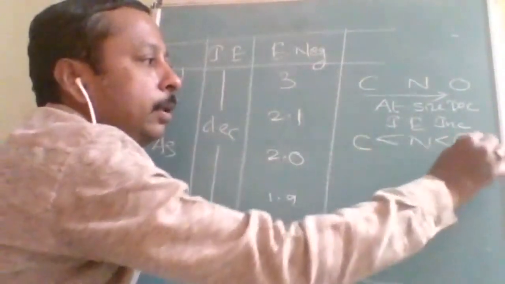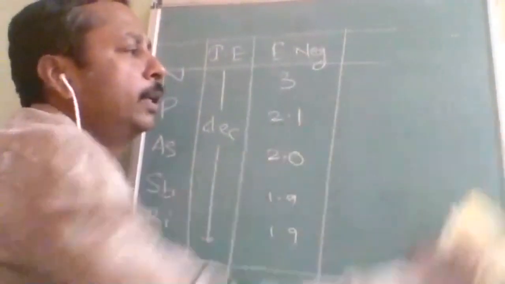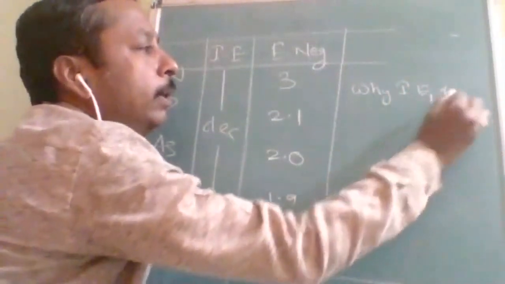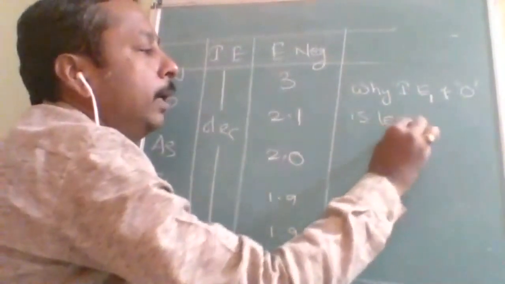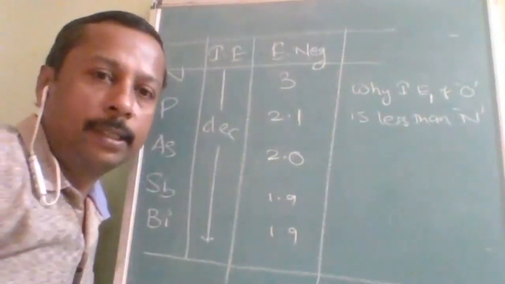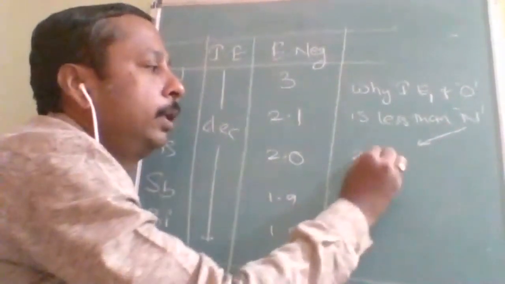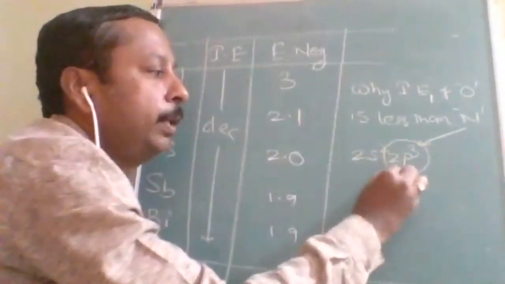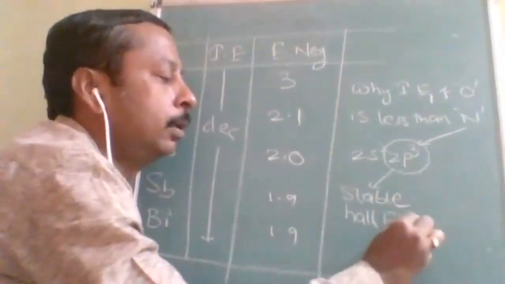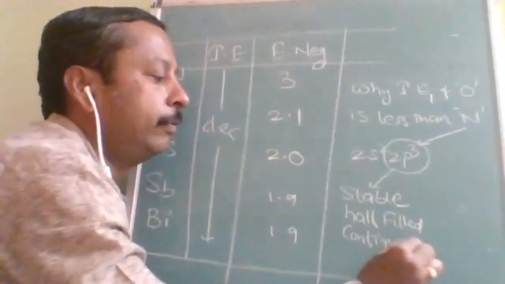But there is a change. Oxygen will not be here; it will be below nitrogen. The question will be: why is the IE1 of oxygen less than nitrogen? Then you should explain in terms of electronic configuration. In nitrogen it is 2s2 2p3. This 2p3 is a stable half-filled configuration.